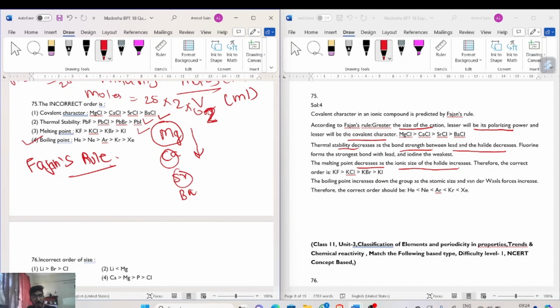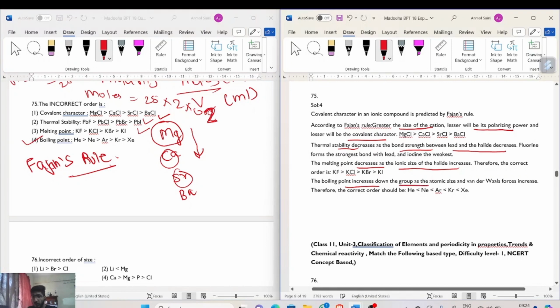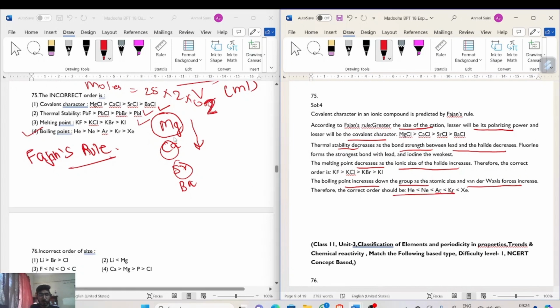So we can also check the boiling point. It is given that helium will have the highest among the noble gases, but it is wrong. Why? Because boiling point increases down the group as the atomic size and the van der Waals force increase. So this will be the correct order. So our answer is option number 4.